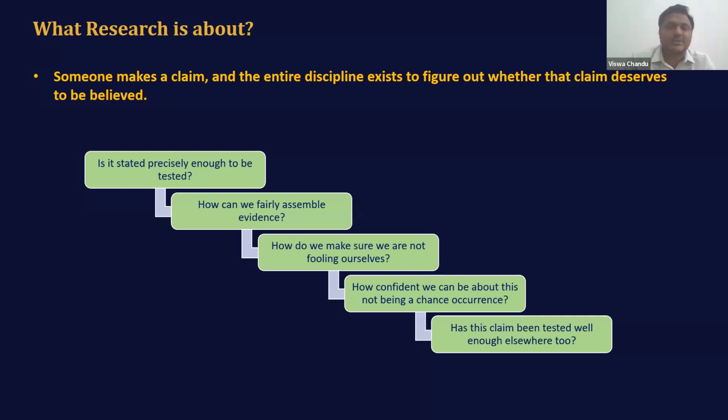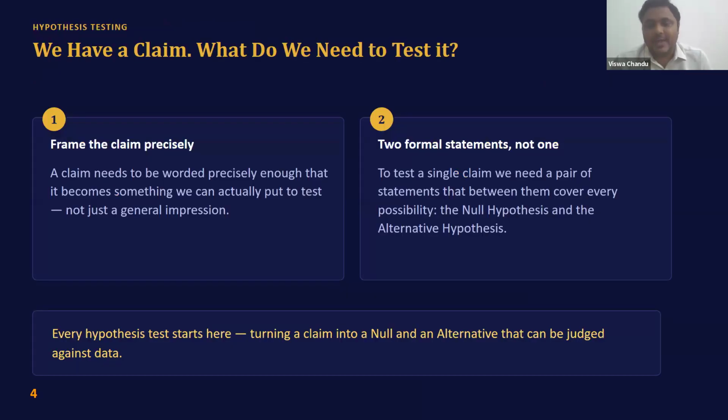With that consolidation, we have arrived at a consensus that we are testing a claim. No matter whether it is a descriptive claim, an associative claim, or a causal claim, we are testing a claim. But what do we need to test it in the first place? A claim needs to be worded precisely enough that it becomes something we can actually put to the test, not just a general impression. That is your hypothesis statement. In fact, it is not a single statement, it is two. To test a single claim, we need a pair of statements that between them cover every possibility, called the null hypothesis and the alternative hypothesis.